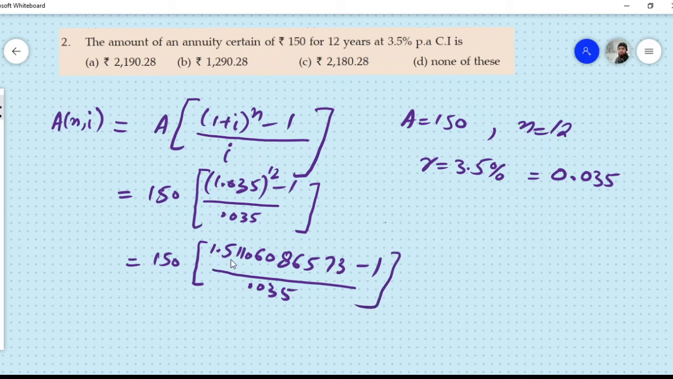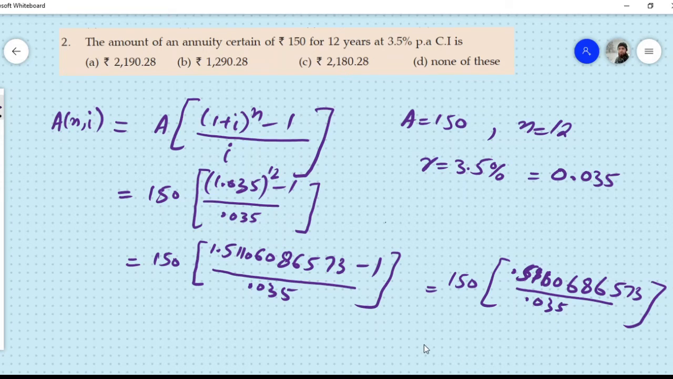Now however we know 1 minus that thing is equal to 150 into 0.511068657 whole divided by 0.035, which is equivalent to 150 into this divided by this and multiplied by 150.